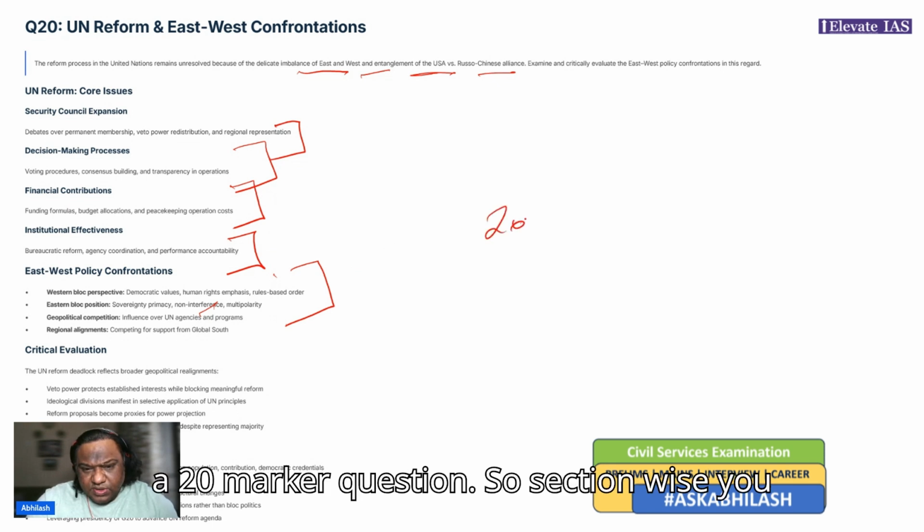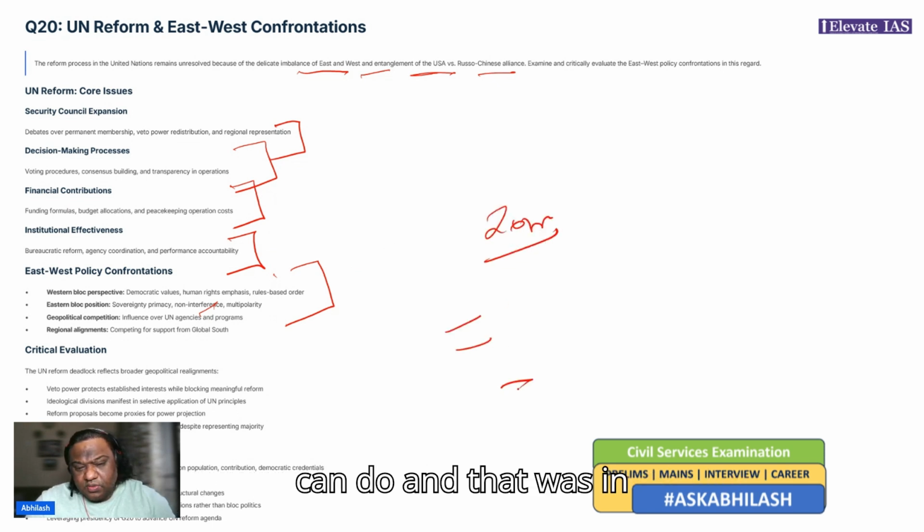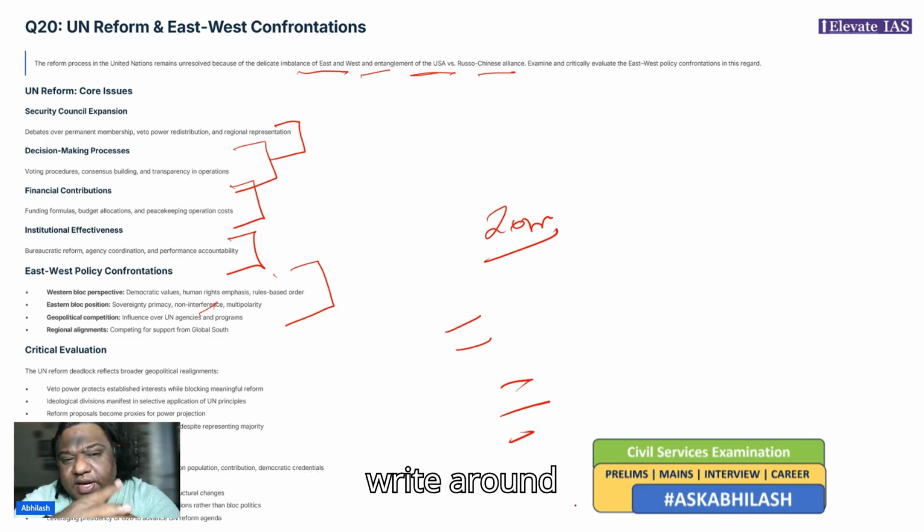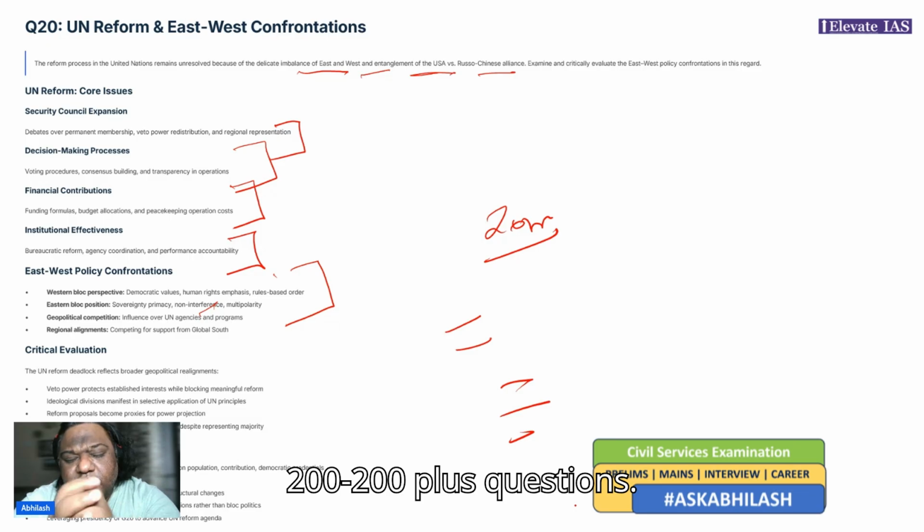It's a 20 marker. It is a 20 marker question. So section-wise you can do, and that way in another 11 minutes you should be able to write around 200-plus words, a rewarded answer.